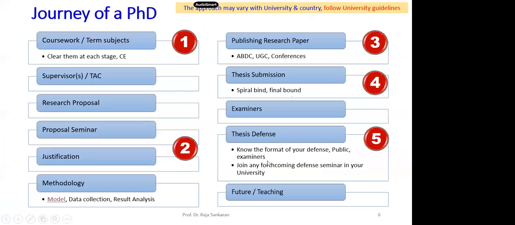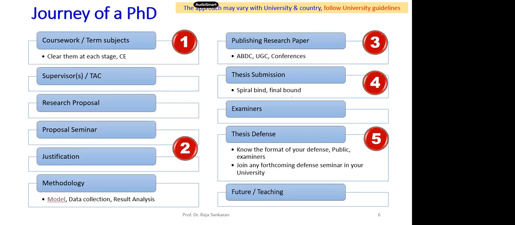Then the other steps, as part of the process, we would be required to publish research papers. Now, how many, where, and why do we need to publish? Again, there are guidelines from the universities that need to be followed. For example, ABDC journals or UGC journals, and how many conference presentations should be done. Then the final one comes with the thesis submission, with the spiral bind as well as the final hard bound copy of the thesis.